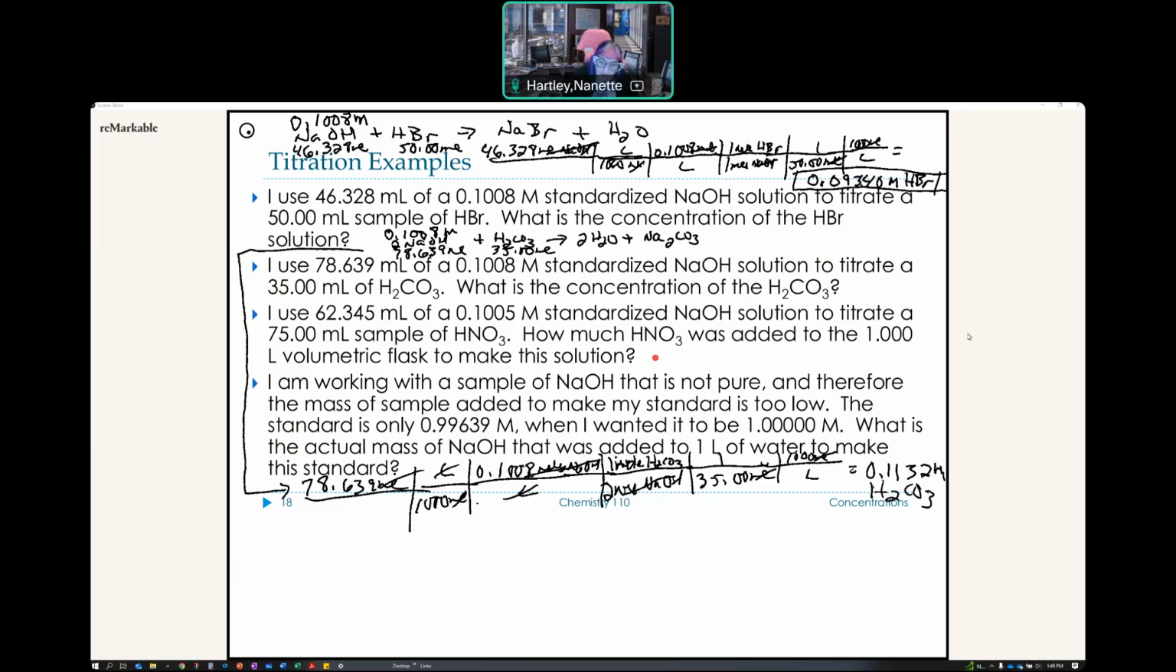Standard process, I need to balance my equation. NaOH plus HNO3. I know it's 1H, 1OH, so H2O plus NaNO3. So it's a 1-to-1 relationship. I know that I have 62.345 milliliters of NaOH, and I know that is a 0.1005 molar solution. It's a 75 milliliter sample of HNO3. Now, I'm going to bring this down here. We're going to do the math down here.